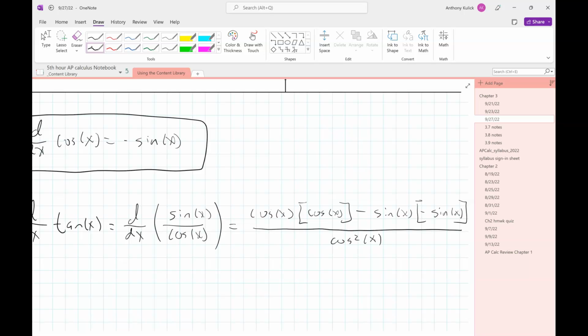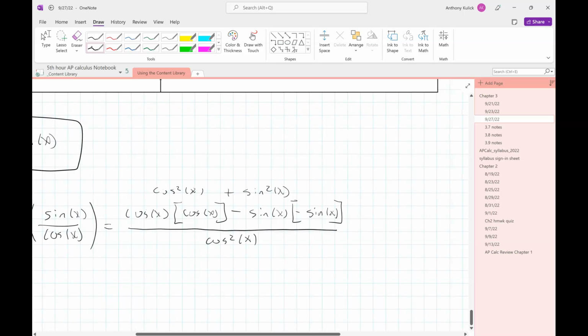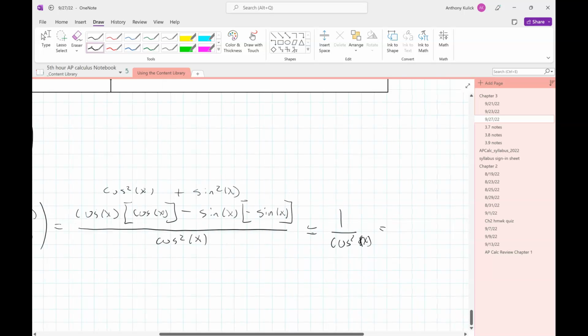What's cosine x times cosine x? Cosine squared x. And what's negative sine x times negative sine x? Positive sine squared x. And what's cosine squared plus sine squared? 1. And 1 over cosine squared I could just write as? So the derivative of tangent is secant squared.